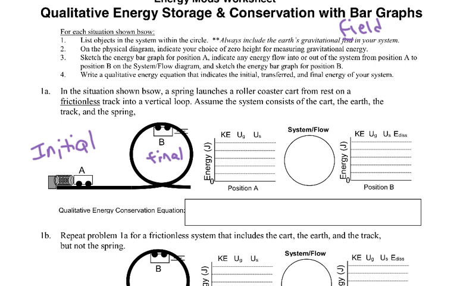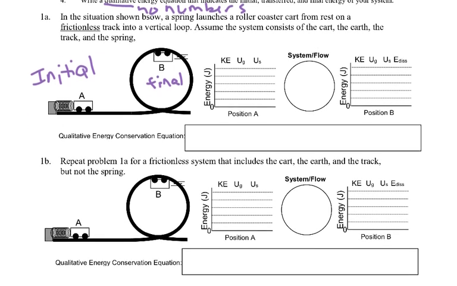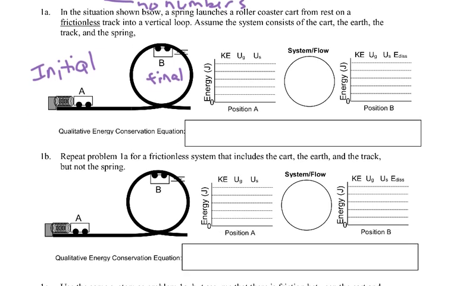And then we're going to write a qualitative equation. Qualitative means that there's no numbers. We're going to write a qualitative equation for our energy that indicates the initial, if we transferred anything in or transferred anything out, and the final energy of the system. I do not know why the belows, that is so strange.